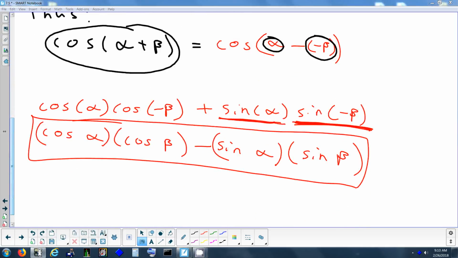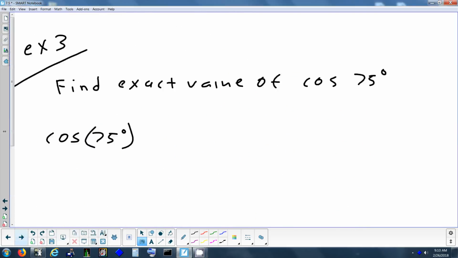So any questions on the formula for the cosine of a sum? All right. So now we should be able to do something like that. Anyone think how you can write 75 as a sum, where the two numbers that you use have to be multiples of 30 and 45? So you can't say something like 65 plus 10. That's not going to work.